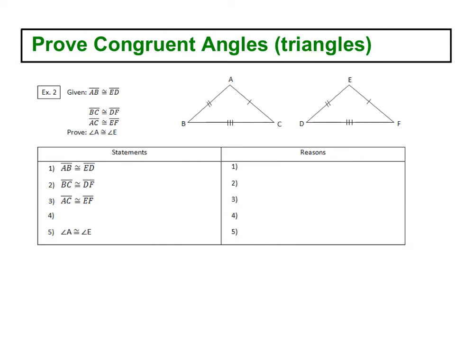And now what is it that we need to prove? We need to prove that angle A is congruent to angle E. So basically these top angles up here we want to prove as congruent. So anytime you start a proof, you start by filling in your given information, which, look at that, you don't even have to write it down. It's already written in for us.